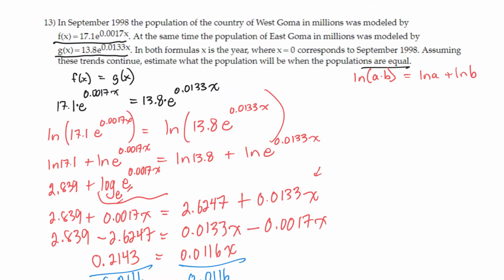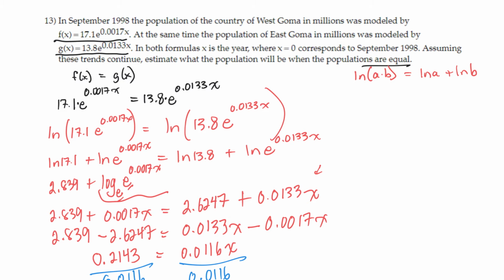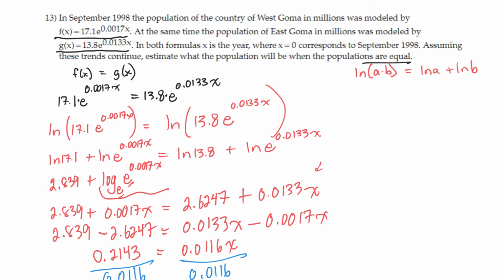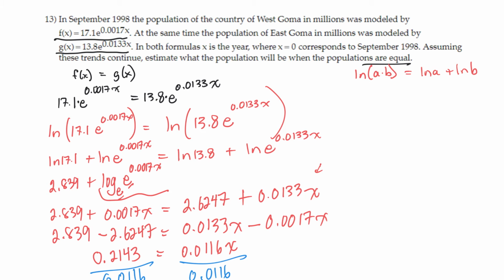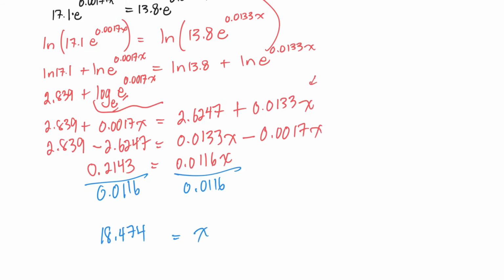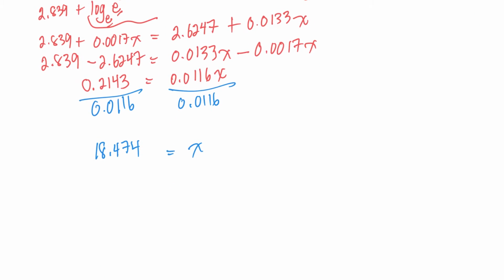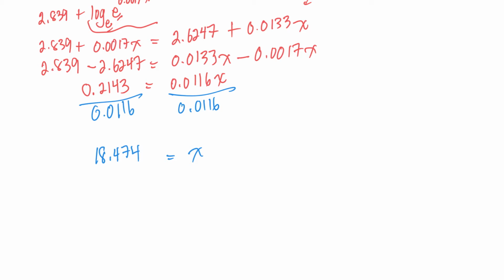Assuming these trends continue, estimate what the populations will be when the populations are equal. Well, that's an even tougher question. This is a fairly tough question to begin with. But x is number of years. So I'm saying about 18 and a half years, that's when the populations will be equal.